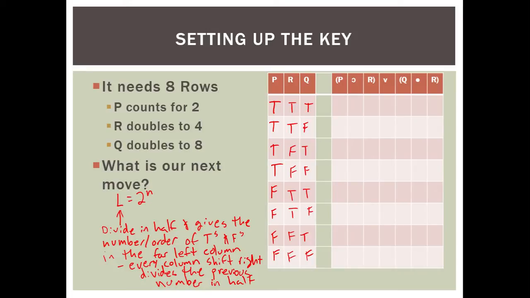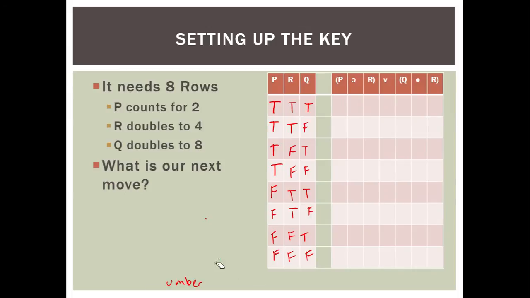Let me give you the two technicals back to back and then the two common senses back to back. I'm going to erase this before I go into them. The technical way to establish your key: L equals 2 to the nth power, where L is the number of rows and n is the number of different letters. In this case, the number of rows is 2 to the 3rd power, because there are 3 different letters. So that's going to be 8 rows.